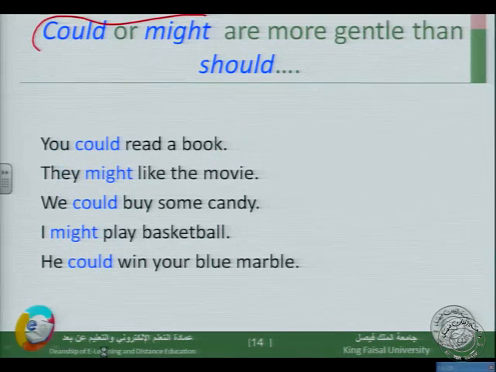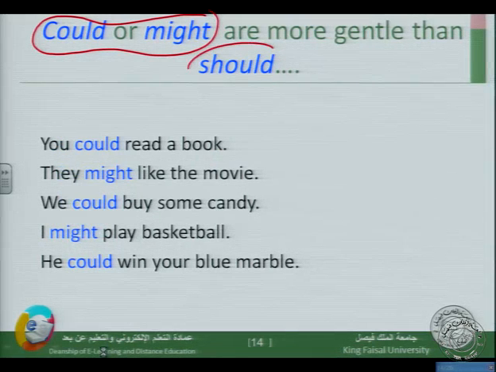How about could or might? Could or might are more gentle than should. Have you ever noticed the difference between should, could and might? They are the same thing, but could and might are more gentle, more elegant. You could read a book.